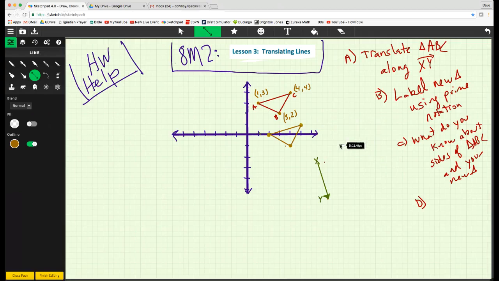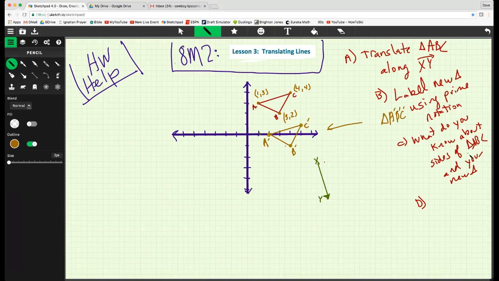Now the second thing that we want to do is label it. So this is our new corner of this triangle. We're going to call that one A prime. We're using our prime notation. And this is the one that corresponds to B. When we translated point B we have B prime, and when we translated point C, we have C prime. So our new triangle is triangle A prime, B prime, C prime, and it's right there.